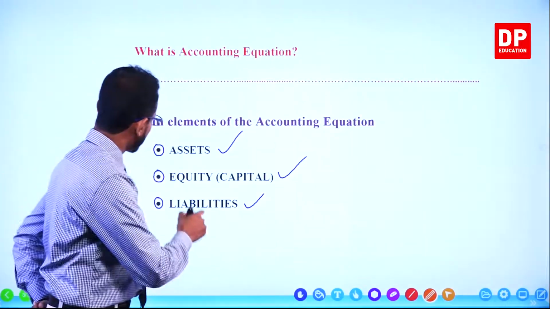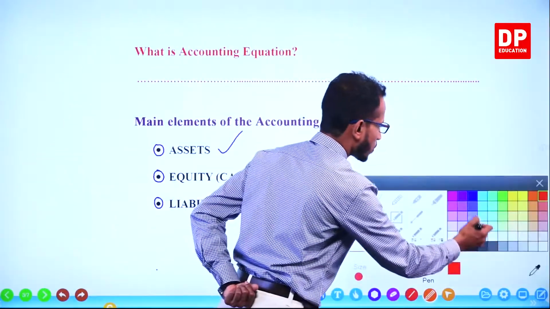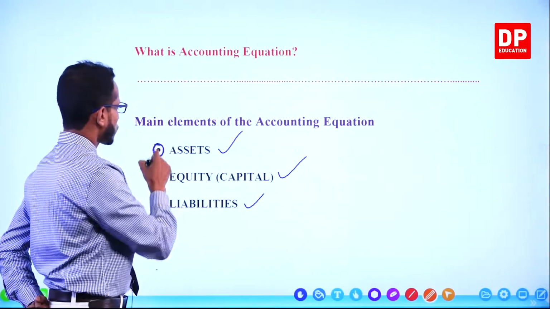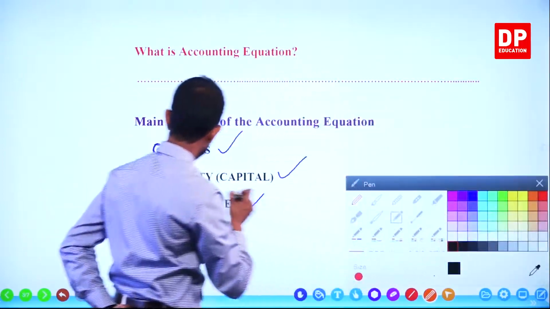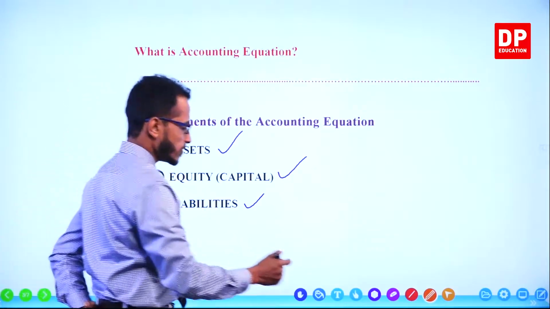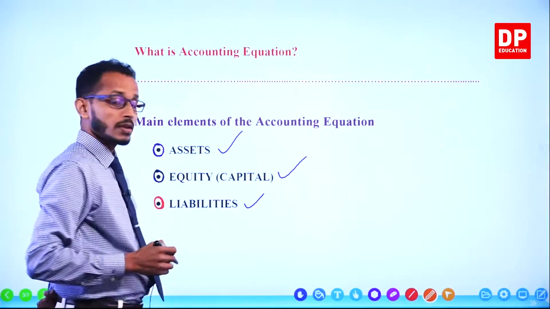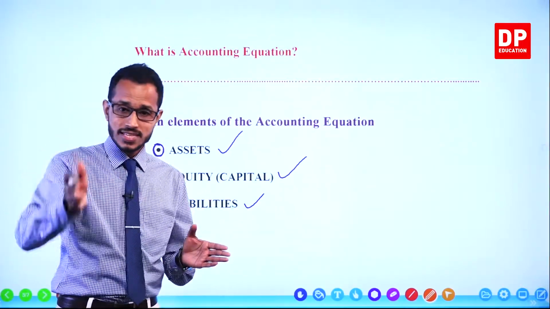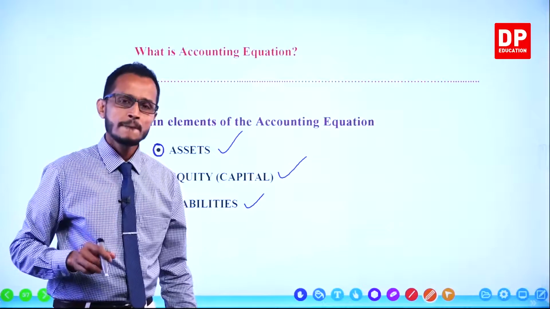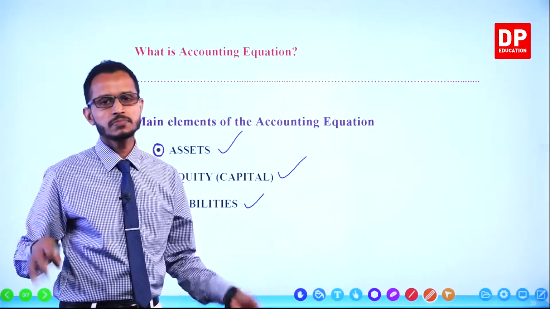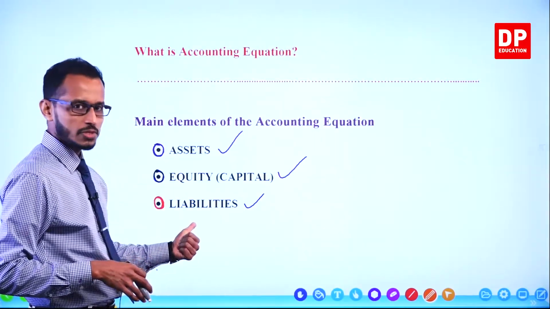First of all, we have assets. Okay, we have assets. Second, we have equity, and we have liabilities. How do we construct the relationship between these three elements? That is the accounting equation, children. The relationship between these three elements.